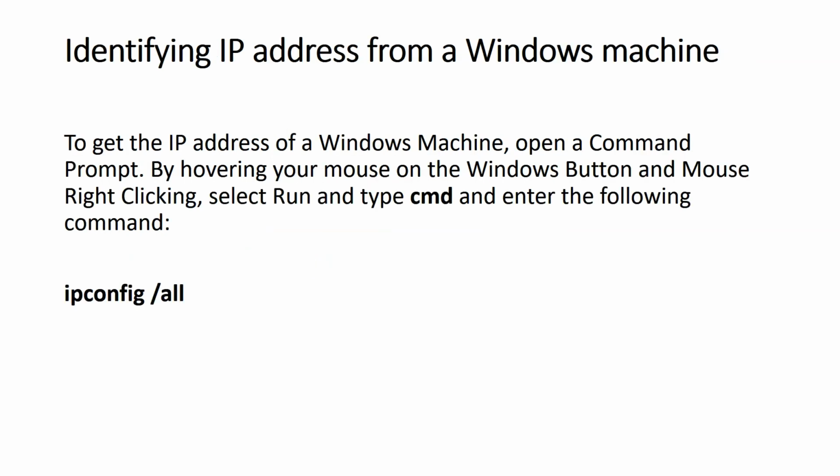Identifying the IP address from a Windows machine. To get the IP address of a Windows machine, open a command prompt. By hovering your mouse on the Windows button and right-clicking, select Run, type CMD and enter the following command, ipconfig /all.